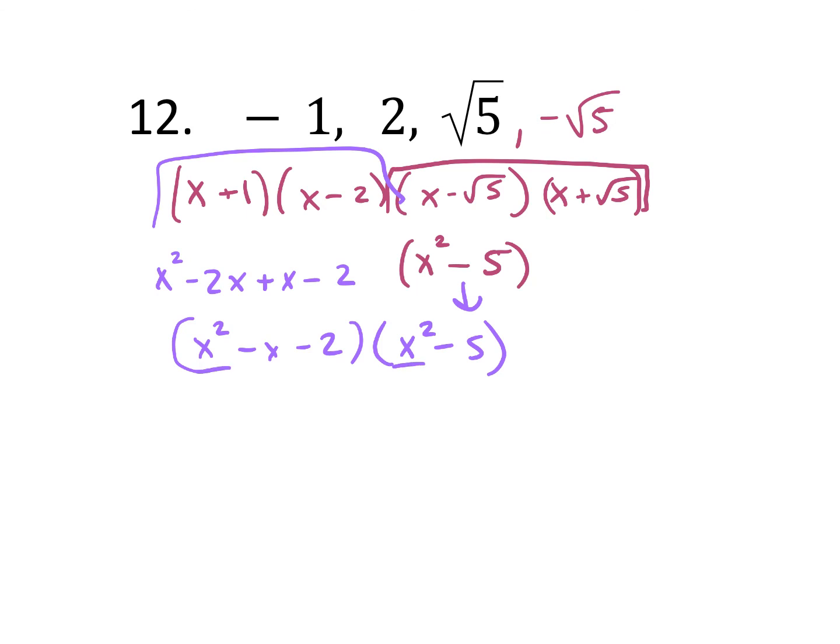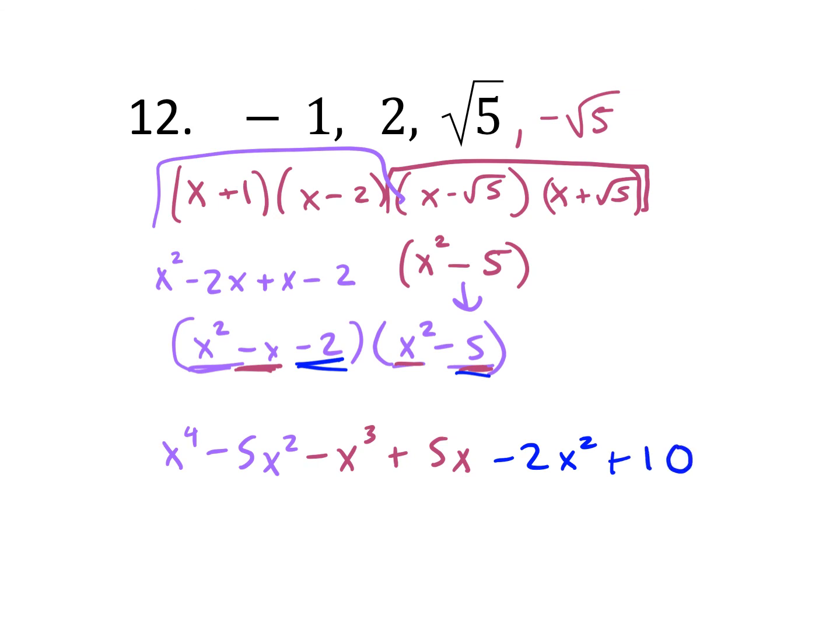So x squared times x squared, x to the fourth, x squared times negative 5. And then move on to negative x. Negative x cubed, plus 5x, because it's negative times a negative, plus 10. X to the fourth, minus x cubed, minus 7x squared, plus 5x plus 10. Awesome.